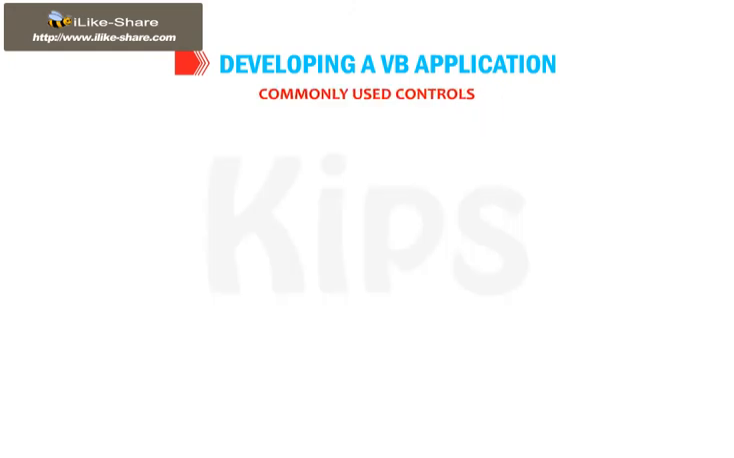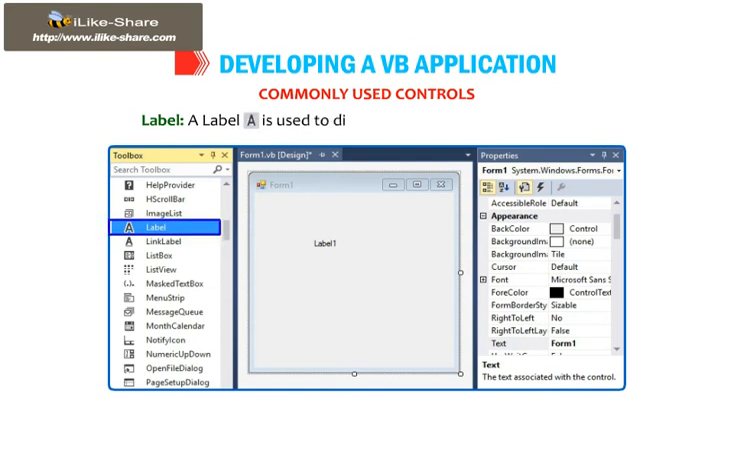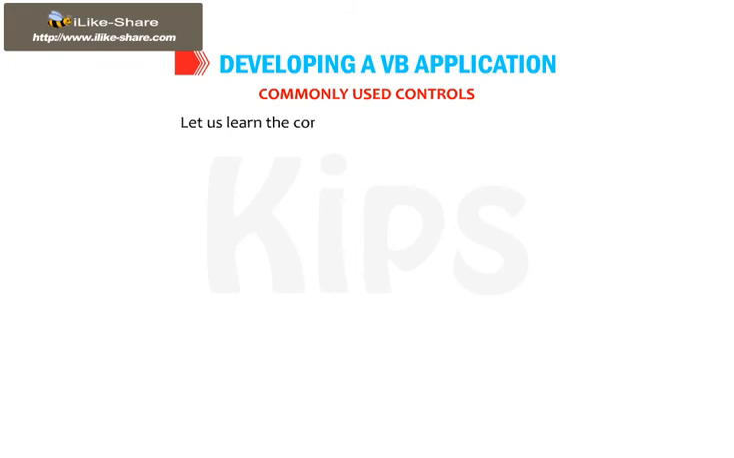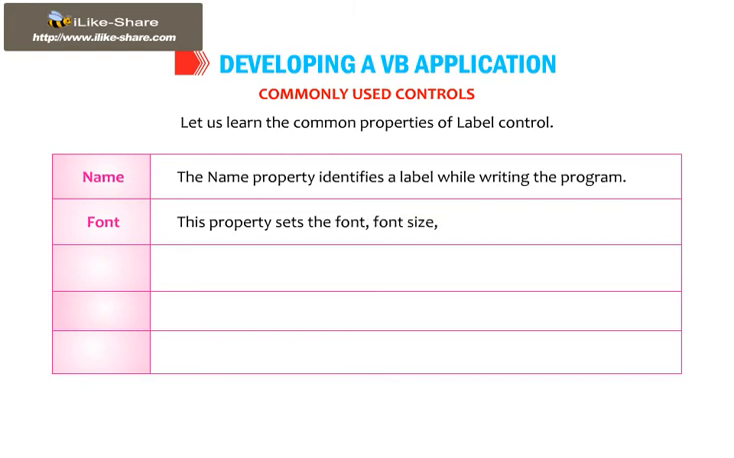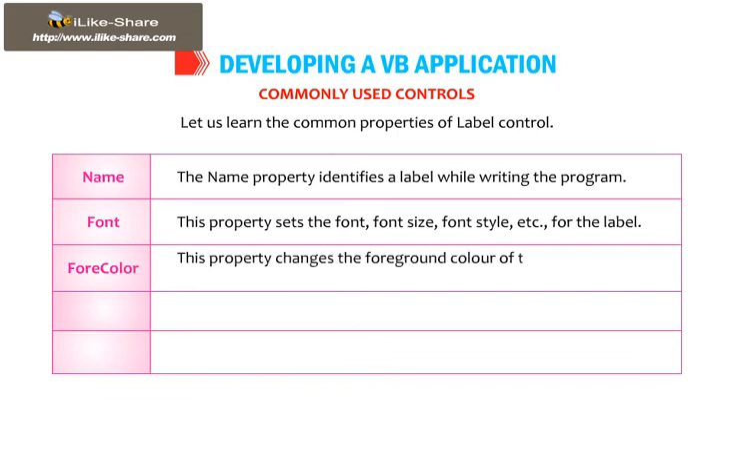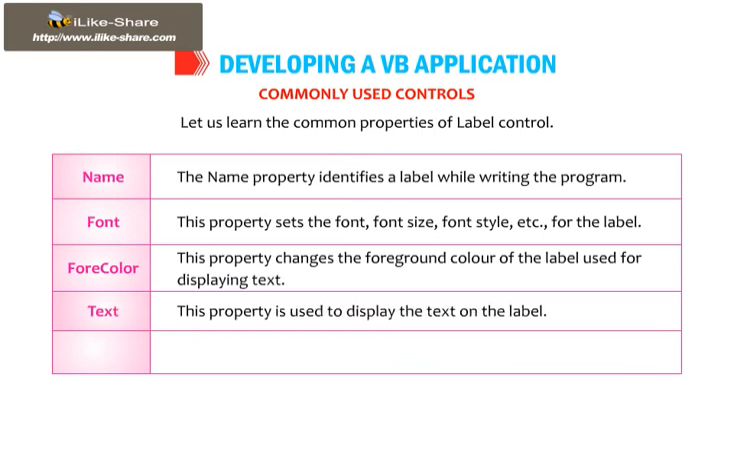Commonly used controls. Label. A label is used to display descriptive text for a control. Let us learn the common properties of label control. Name. The name property identifies a label while writing the program. Font. This property sets the font size, font style, etc. for the label. Fore color. This property changes the foreground color of the label used for displaying the text. Text. This property is used to display the text on the label.